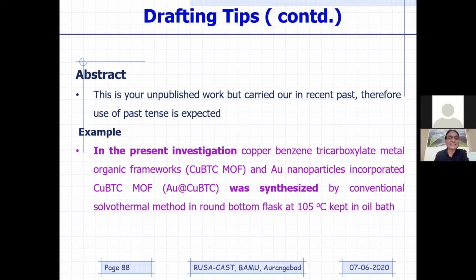As far as the abstract is concerned, this is your published work carried out in the recent past, and therefore past tense is expected. Don't use present tense, because this is where many times students are committing mistakes, research scholars are committing mistakes many a times.